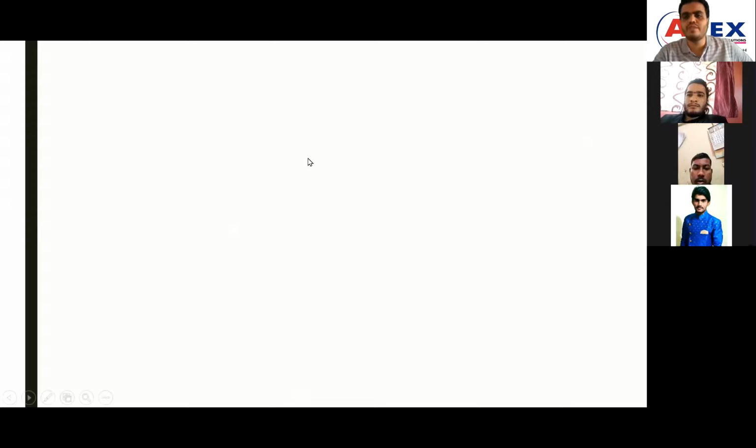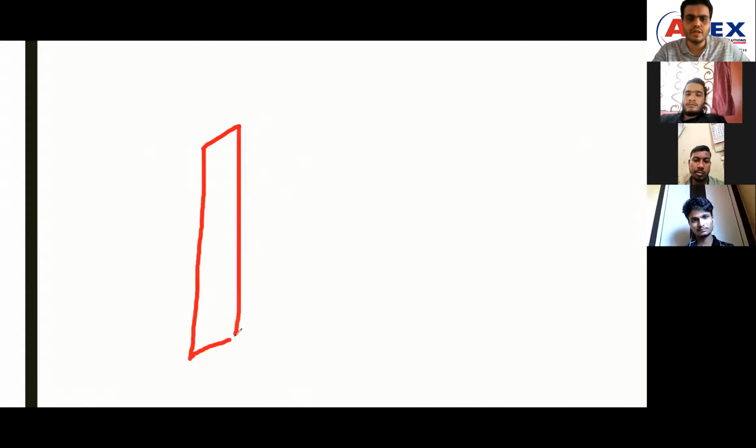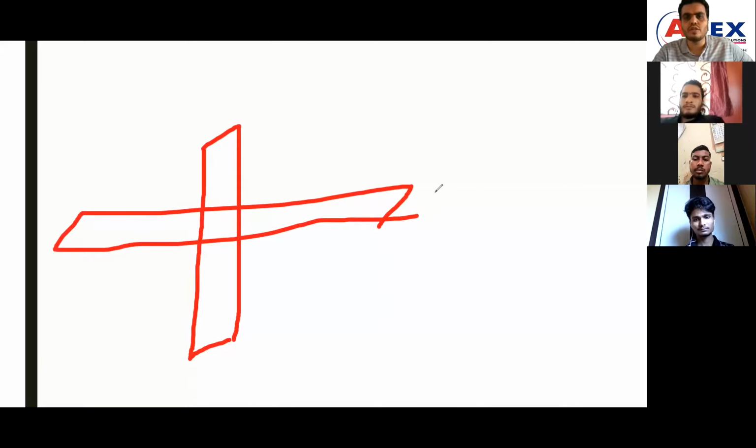I will explain in a simple manner how to justify first angle and third angle of projection. First I will explain the first angle of projection. In first angle projection, first I will draw the planes. This is the vertical plane. This is the horizontal plane. Got it?